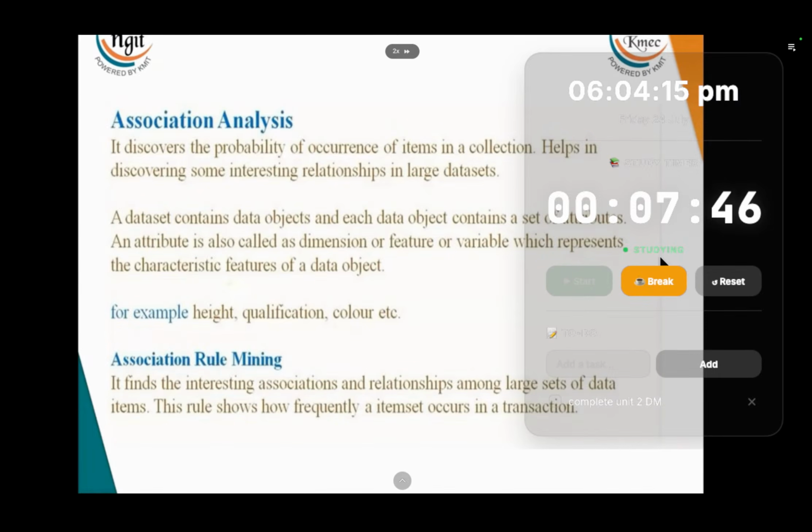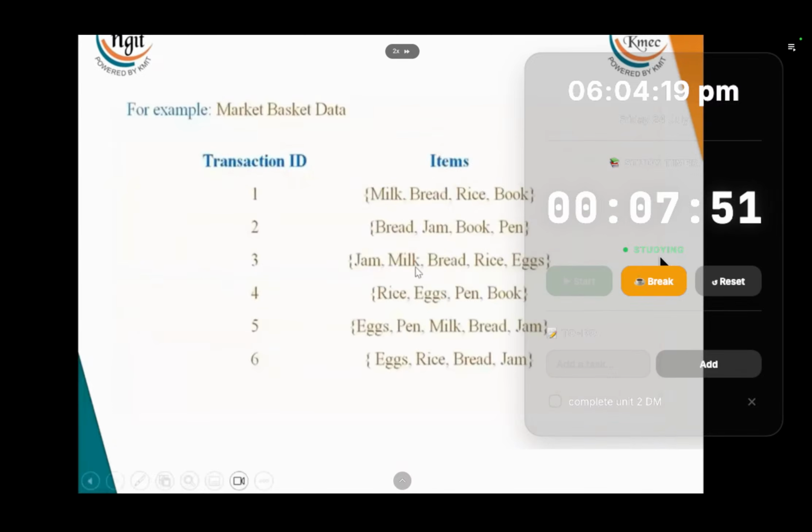How frequently are those item sets being associated? How frequently are those item sets being used in the transactions? That can be known by association rule mining. Now, let us look at an example of market basket data.